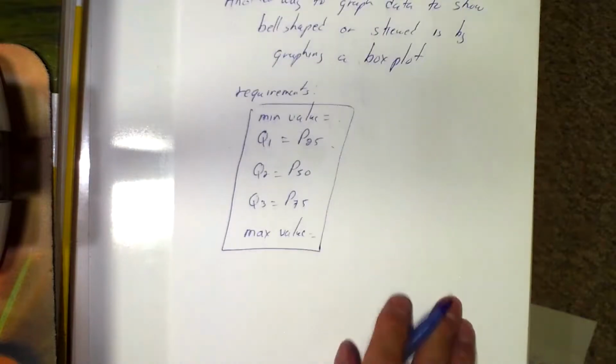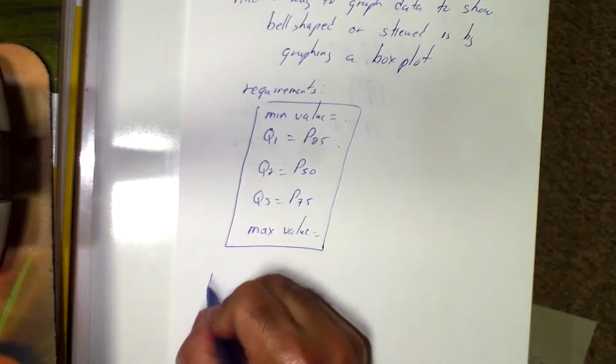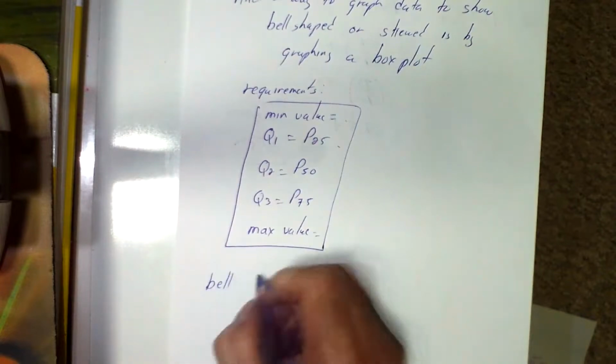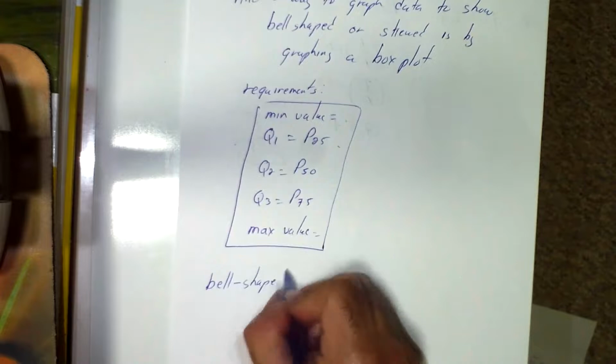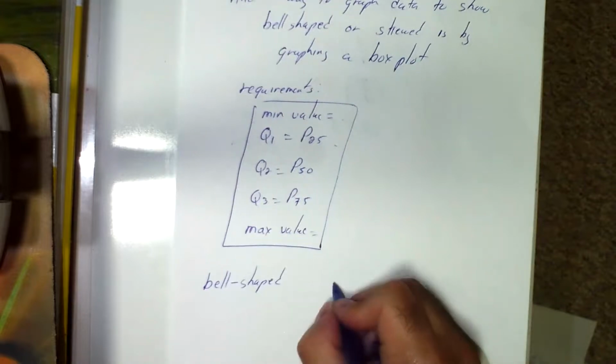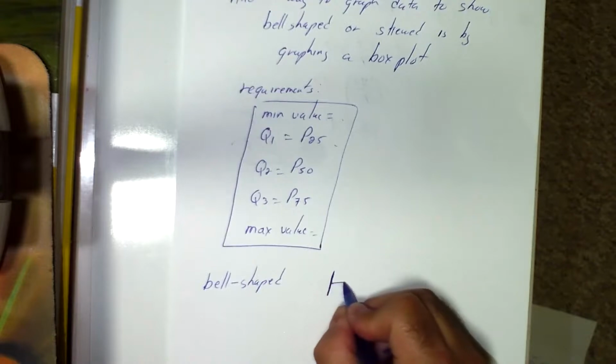So let me show you what a graph of it looks like. If you want to know whether or not the data is bell-shaped, this is what the box plot will look like. Now you've got to use your imagination, and you tell me what it looks like.